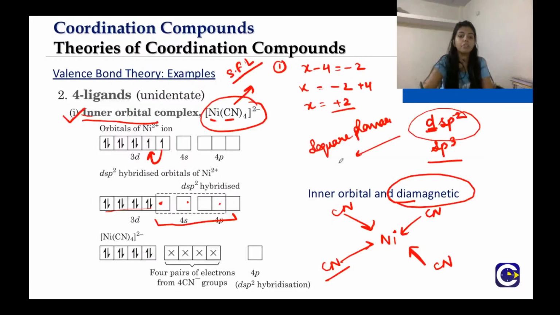However, the term inner orbital complex or outer orbital complex is more frequently used for only 6 ligands, in which the coordination number equals 6. That means in octahedral geometry it is more frequently used, right? However, because we are using the inner d orbital here, you can also term it an inner orbital complex.